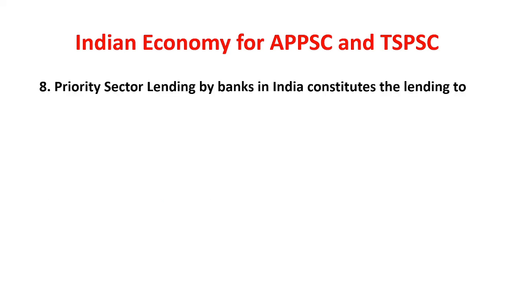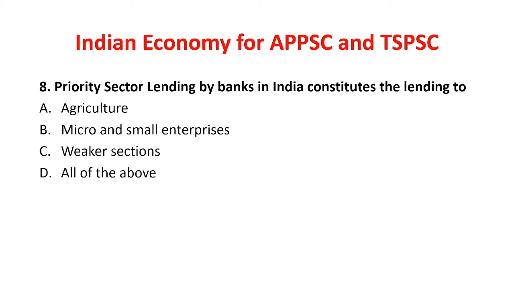Next, priority sector lending by banks in India constitutes the lending to, and the options are agriculture, micro and small enterprises, weaker sections, all of the above. This priority sector lending by banks in India constitutes the lending to all of the above, that is agriculture, micro and small enterprises, and weaker sections.